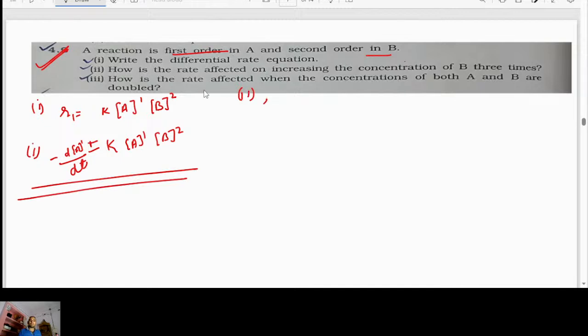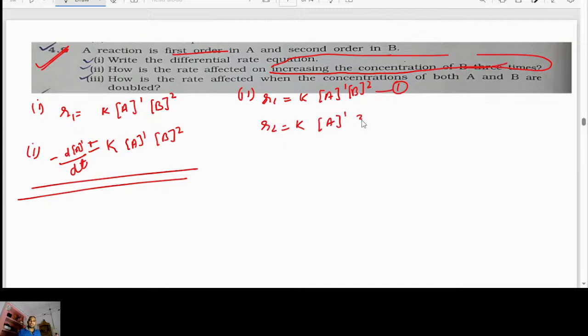How is the rate affected on increasing the concentration of B 3 times? So you are increasing the concentration of B. R1 will be as it is: k, A power 1 and B power 2. This is equation 1. Now R2 is equal to k, A you are not changing so it is power 1, B you are changing 3 times, so this is 3B, squared. Equation 2.